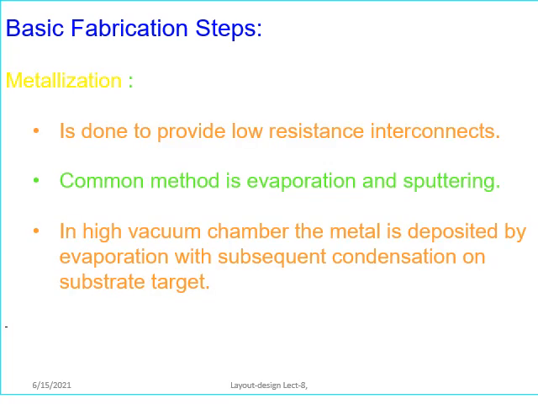Then metallization is done to provide low resistance interconnects. Common methods are evaporation and sputtering. In a high vacuum chamber, the metal is deposited by evaporation with subsequent condensation on the substrate target.